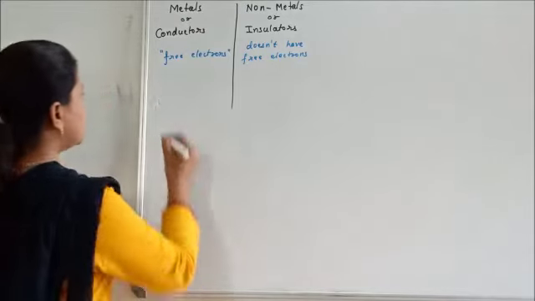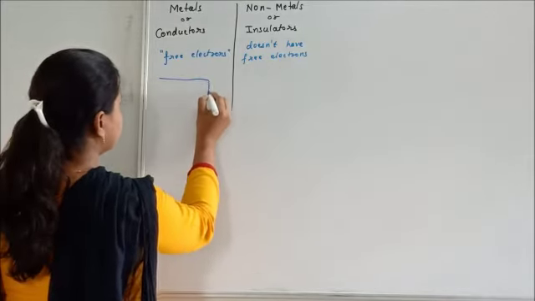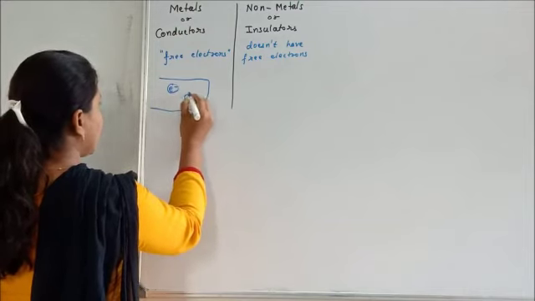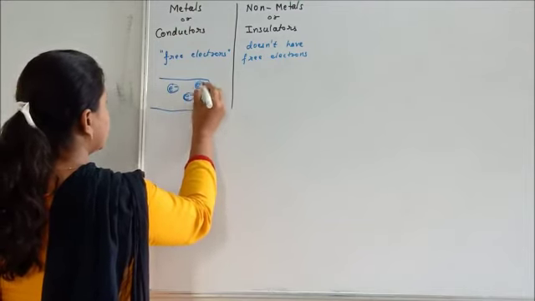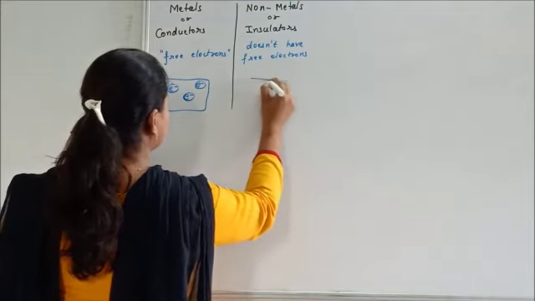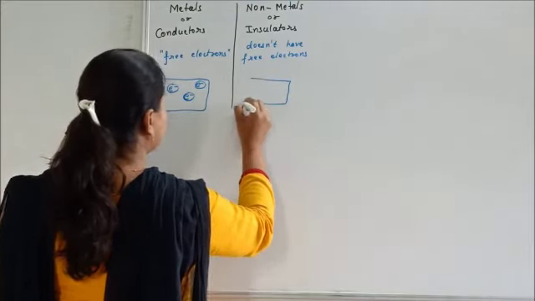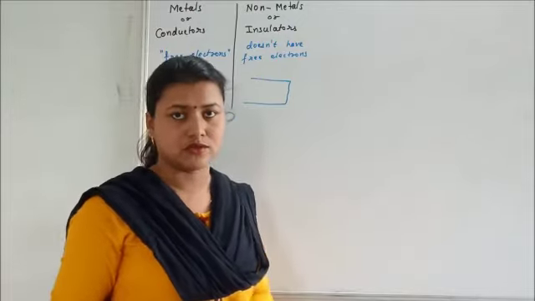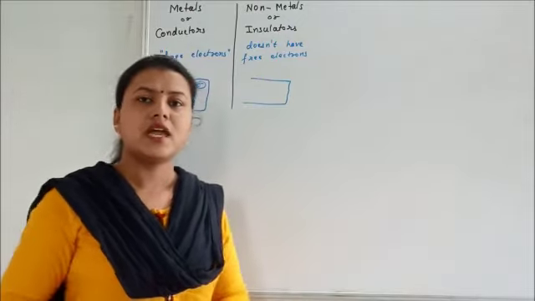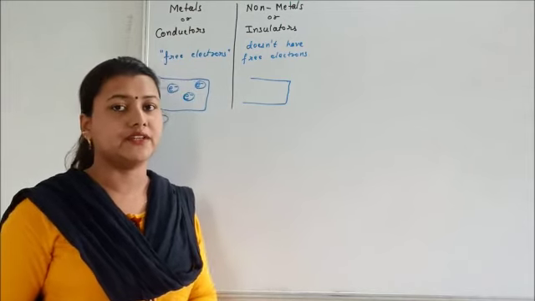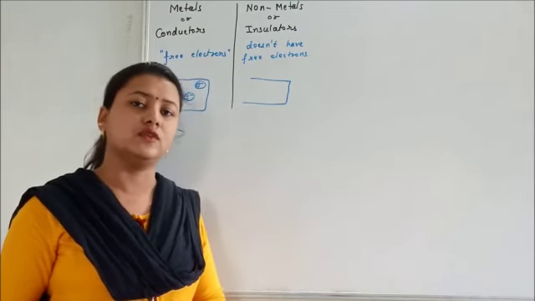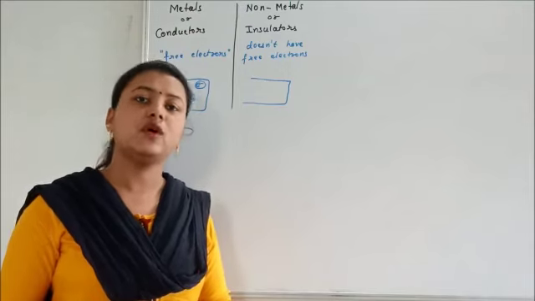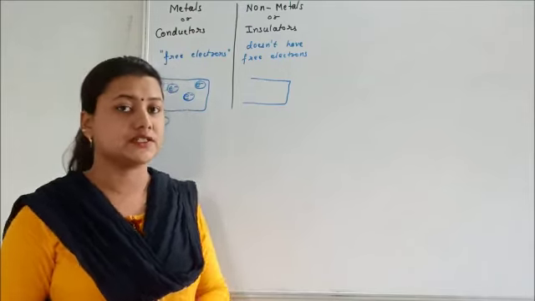That means if I take a piece of metal, definitely I will get some free electrons. But in a piece of non-metal or insulator, I will not find any free electrons. As you can see, electrons are negatively charged particles. If they flow, then we can say that charge is flowing. And the flow of charge is known as electric current.